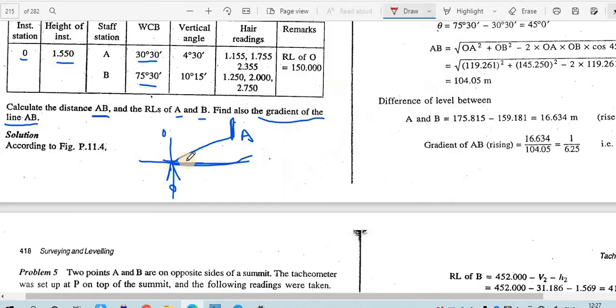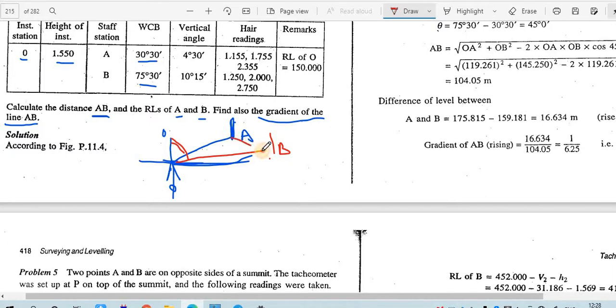Okay, so point B is there. This is your point B, because it is at an angle of 75 degree 30 minutes. So 30 degree will be earlier and 75 degree will be after 30 degree. Okay, this is how the reading has been made.